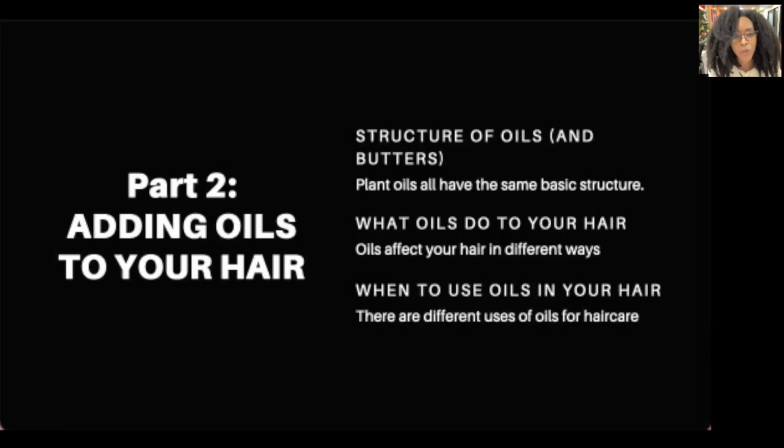We will then explore what oils do to your hair, because oils can affect your hair in different ways. And lastly, we will look into when in your regimen you can use oils in your hair. There are different uses of oils in your hair care, of course, so we will explore those.